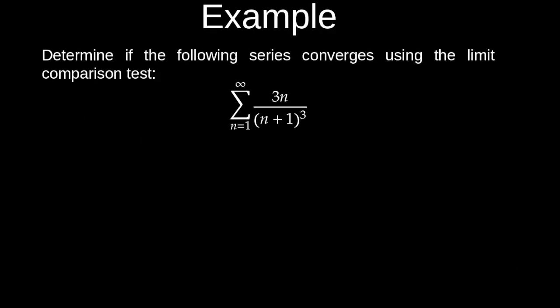Let's determine if the following series converges using the limit comparison test. And this test is good to use when we have a rational polynomial. Now for a large n, the n cubed term will dominate in the denominator, so we can choose the following series to compare against. So we have 3n on n cubed, which is 3 on n squared. And now we take the limit as n approaches infinity of the ratio of both terms in both series.